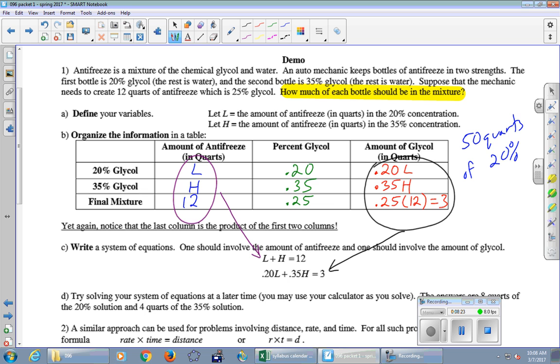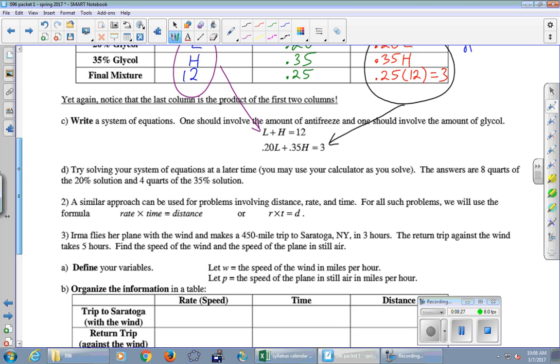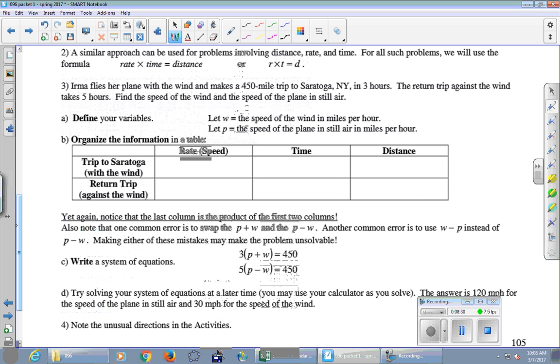Okay, so let's take a look at the one last kind of problem we might have to tackle. All right, similar approach, like that same idea with the table up there, can be used for problems involving distance and rate and time. Let's just make up a quick example. Suppose that you drive 5 hours at 40 miles per hour. How far did you drive? 200 miles, right? We just do the 5 times 40, right?